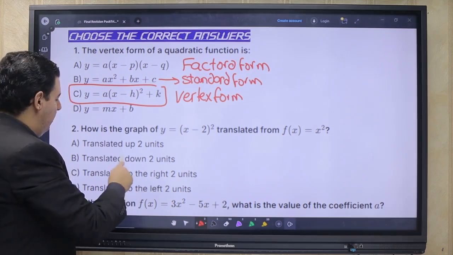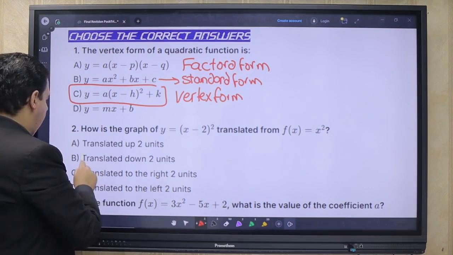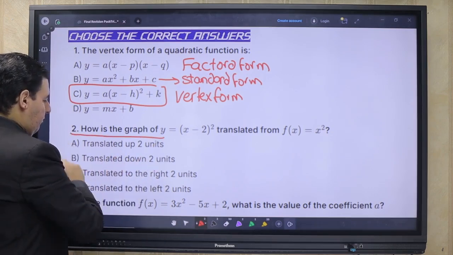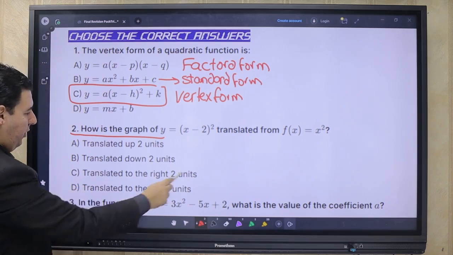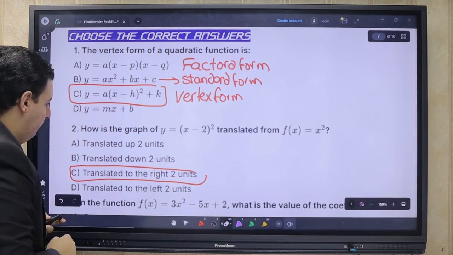Question 2. How is the graph y equals (x minus 2) squared translated from f(x) equals x squared? X minus 2, it is translated 2 units right, so we will choose letter A, right, to letter C.